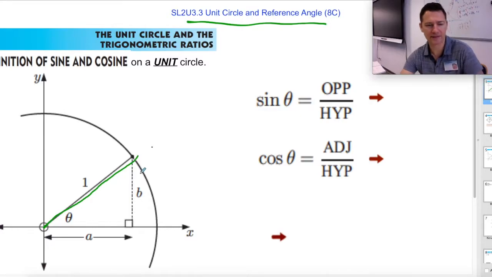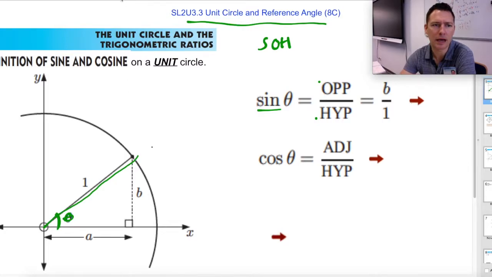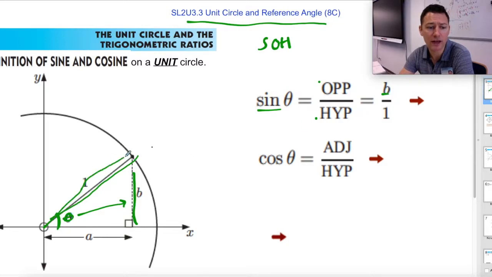Therefore, if that's 1 unit, the angle here, if you talk about its sine, is opposite over hypotenuse, right? The sine should be the side opposite of it, b. So there's b over the hypotenuse, and the hypotenuse is the radius, which is just one. So the sine in this case should be b over 1, or also known as b, right?